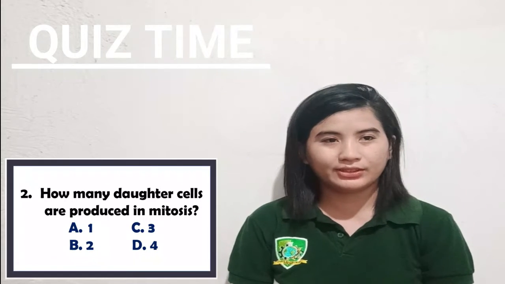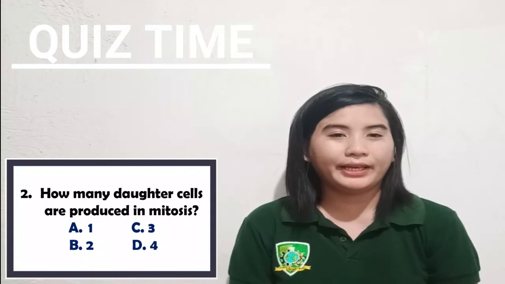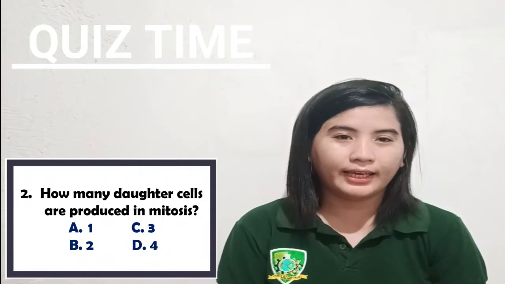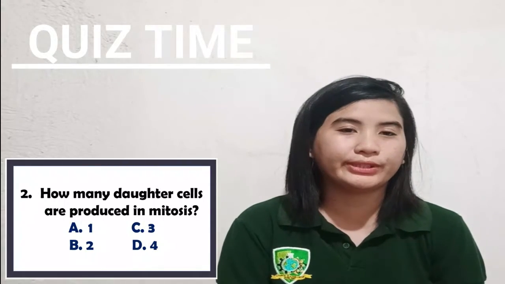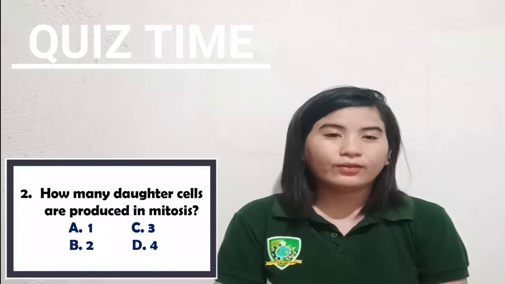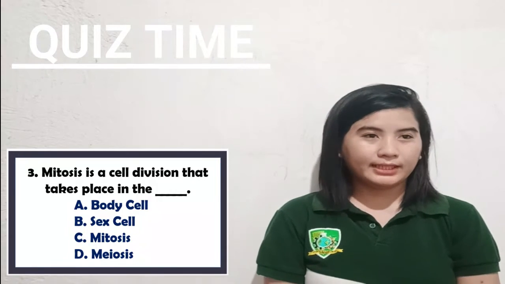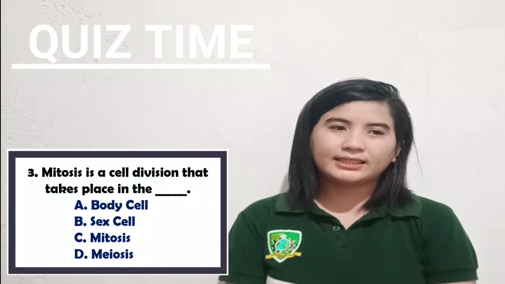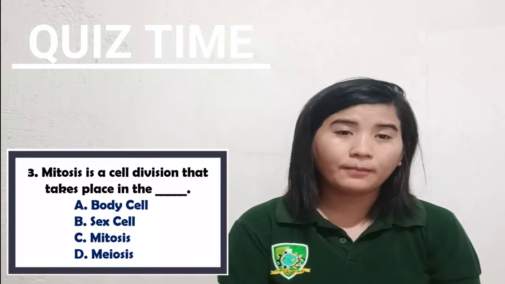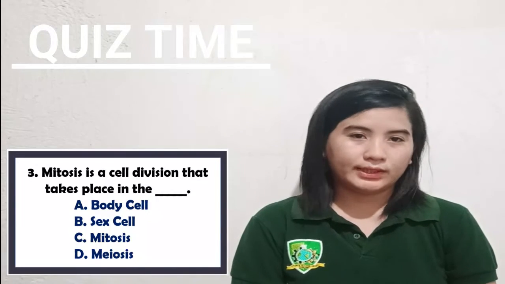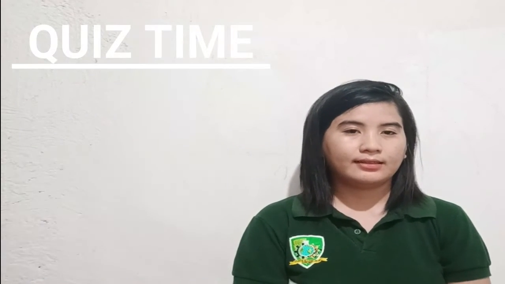Number 2. How many daughter cells are produced in mitosis? A. 1. B. 2. C. 3. D. 4. Next question, number 3. Mitosis is a cell division that takes place in the blank. A. Body cell. B. Sex cells. C. Mitosis. D. Meiosis. Okay.